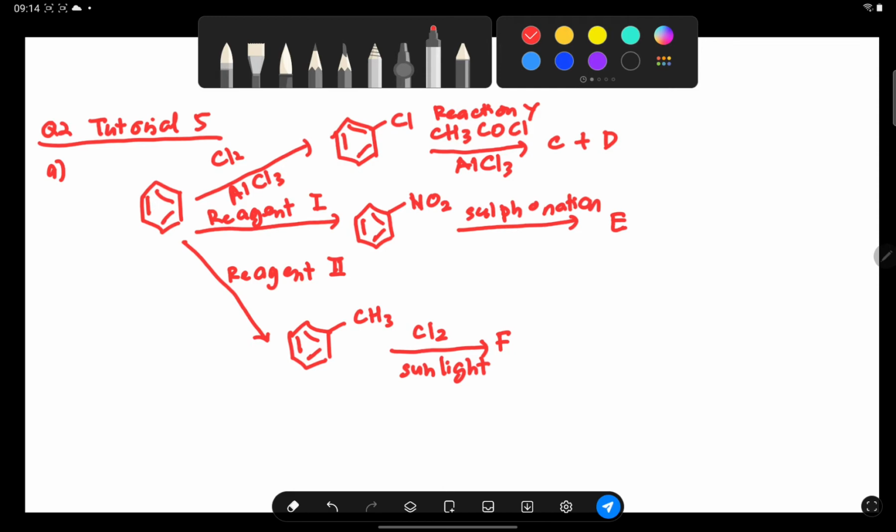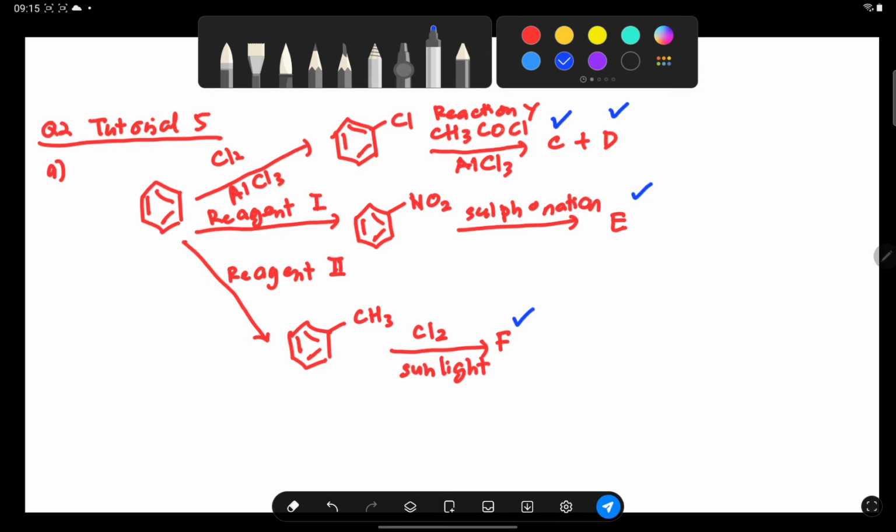Illustrate structural formula for compound C, D, E, and F. To illustrate the structural formula means that this question asks you to draw the structural formula for both compounds. So, what you need to do is identify the reaction involved to produce these compounds, which are C and D. Okay, what is this?